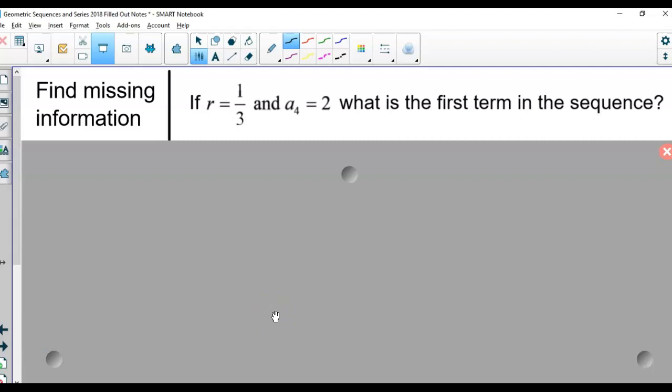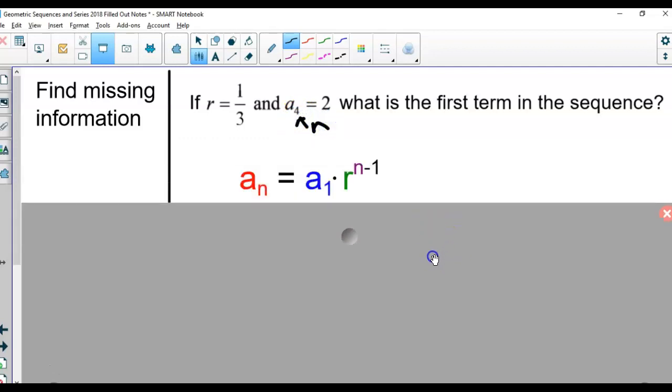Find the missing information. If r is equal to 1/3 and a sub 4 is equal to 2, what is the first term in the sequence? So anytime they give you a problem like this and you see a sub 4 is equal to 2, at that point you know that's my n, meaning I have 4 terms.